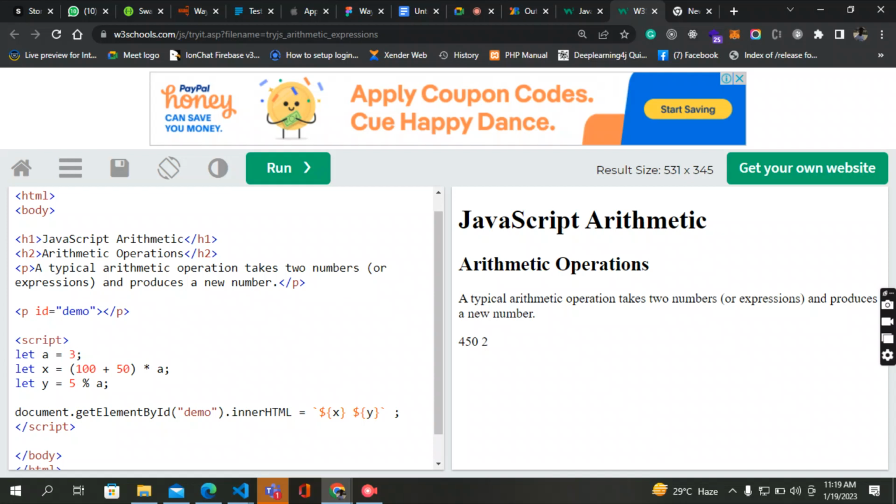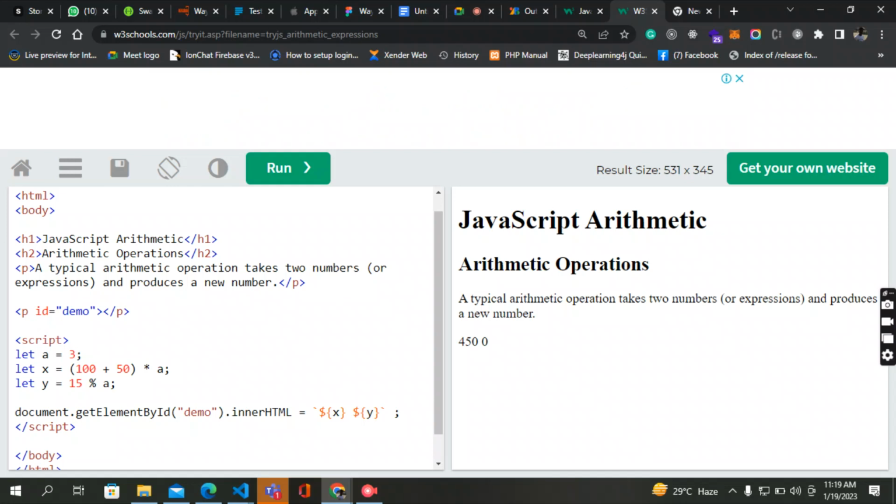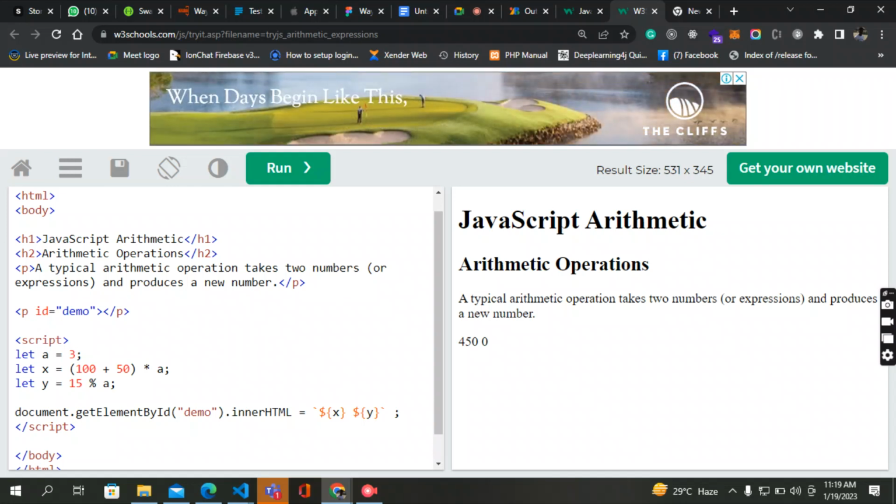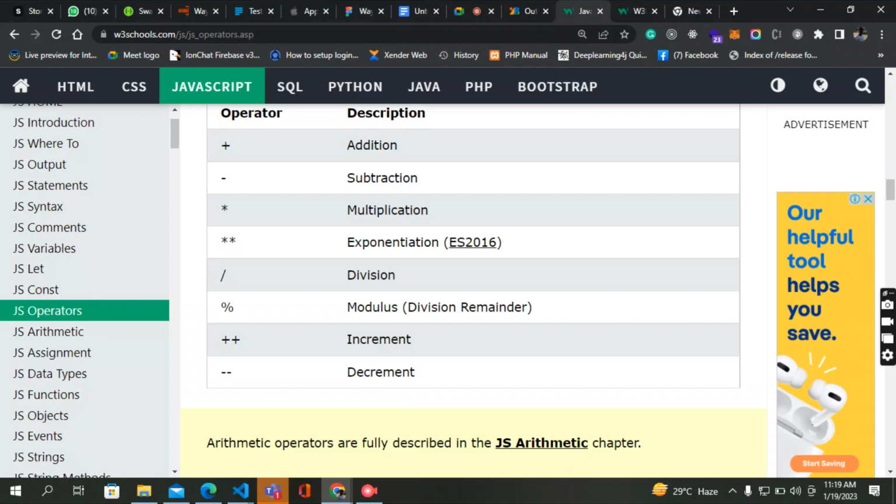It should provide the remainder only. So if we say 15 modulus 3, it will be 0, because 0 is the remainder. Do you understand that now? Yes. Okay, so let's move on again.